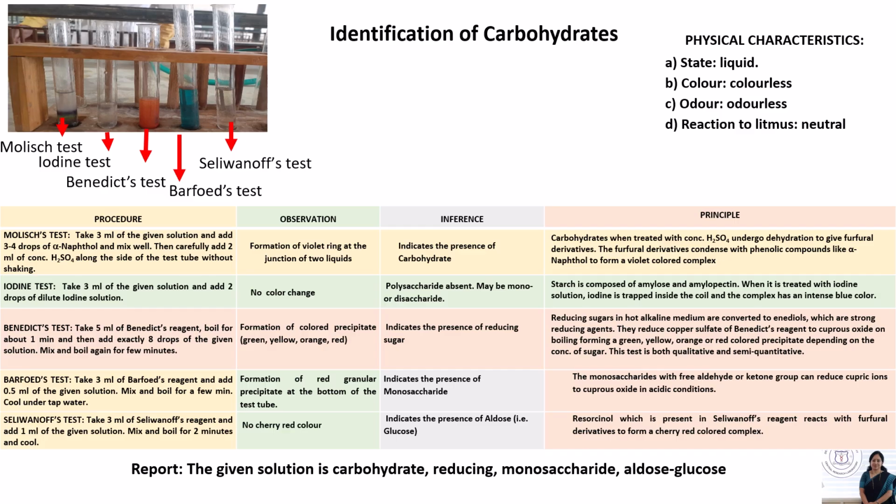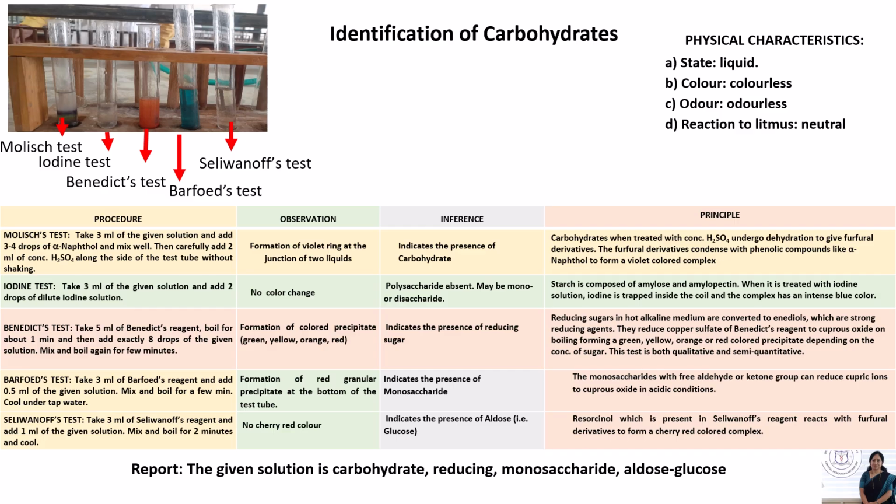What's the principle behind this test? Carbohydrates when treated with concentrated sulfuric acid, they undergo dehydration to form furfural derivatives. Now these furfural derivatives further condense with phenolic compounds like alpha naphthol to form violet colored complex, which is seen as ring at the junction of the two liquids.